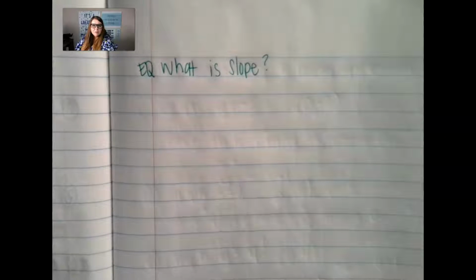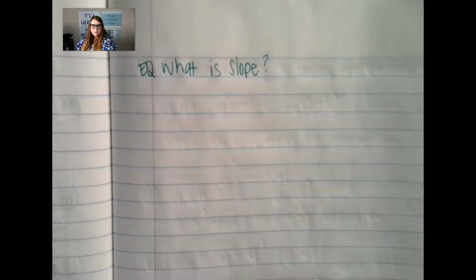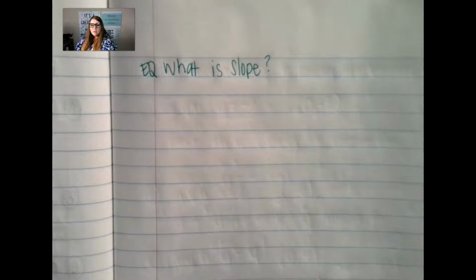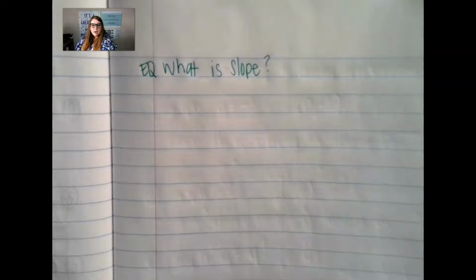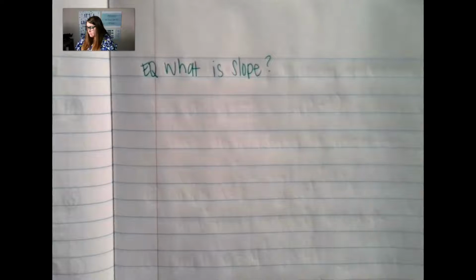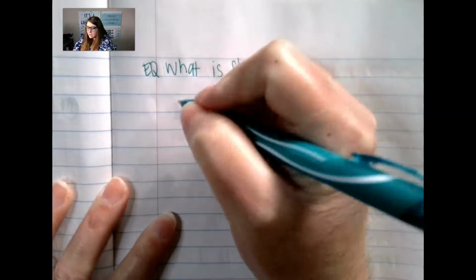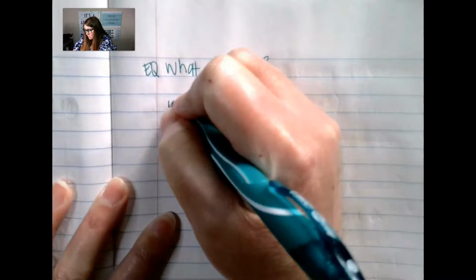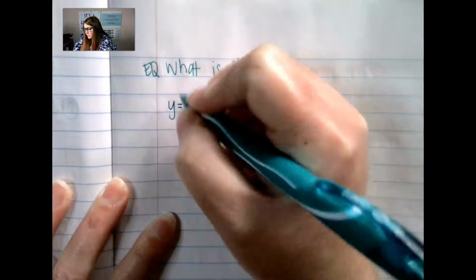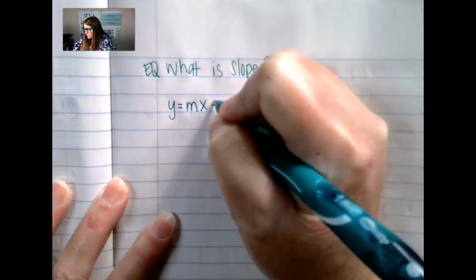Everyone. Today we are going to be learning about the word slope. In our linear equations we've been working with, we've been trying to figure out how to graph our lines. Well, every single linear equation that becomes a line will have an equation that looks like this. y = mx + b.